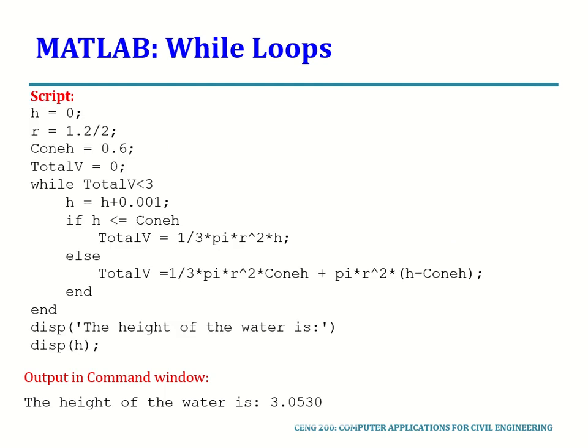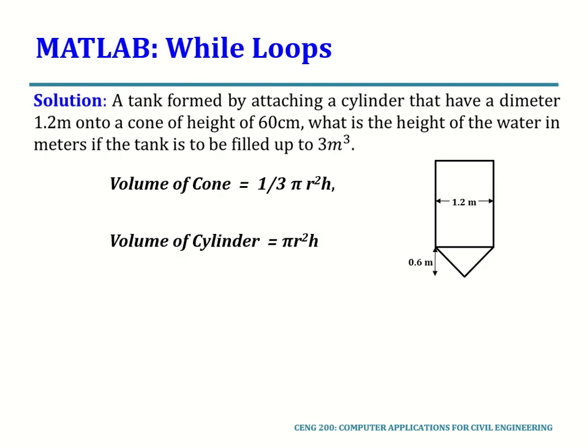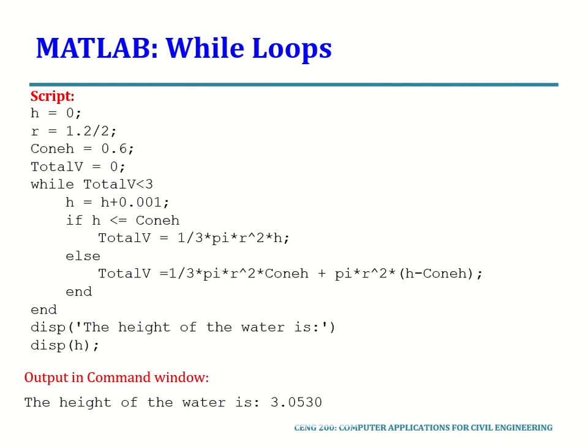So height is initiated to 0. 0 height means no water, right? The diameter is given as 1.2. The diameter of the cone and the cylinder are the same because they are upon each other; they cannot be different. So the diameter of the cylinder and the cone is 1.2 meters. So radius is half of the diameter, right? Height of the cone, 0.6 meters given.